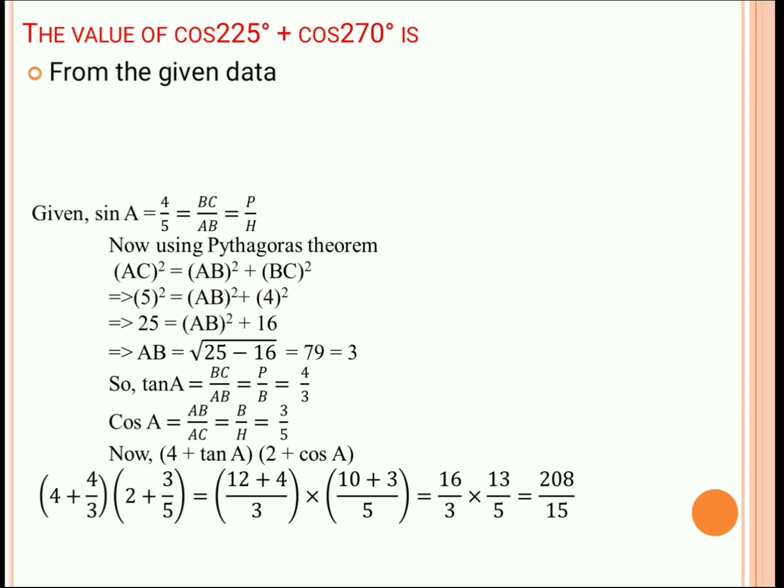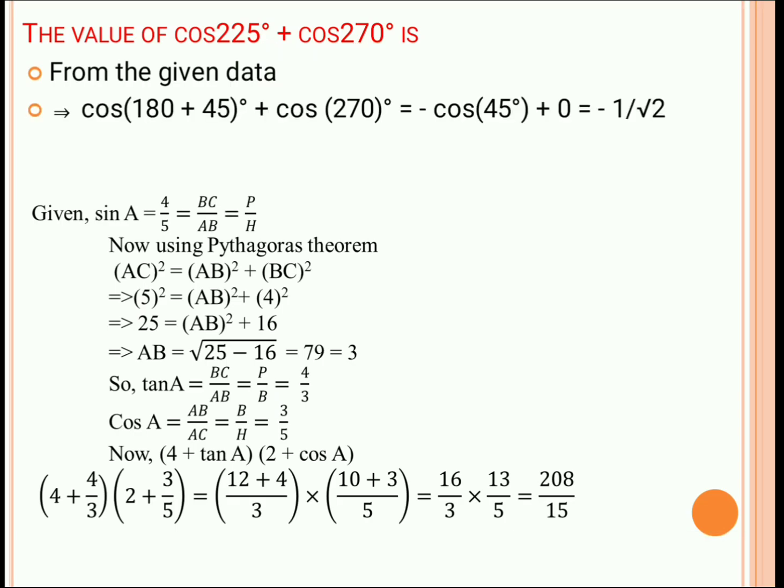Find the value of cos 225 degree plus cos 270 degree. Now over here the cos 270 degree value is directly given because it is a standard angle, but cos 225 degree can be converted into standard angles like cos of 270 degree minus 45 degree, or it can be written as cos of 180 degree plus 45 degree. Anyway it can be written.